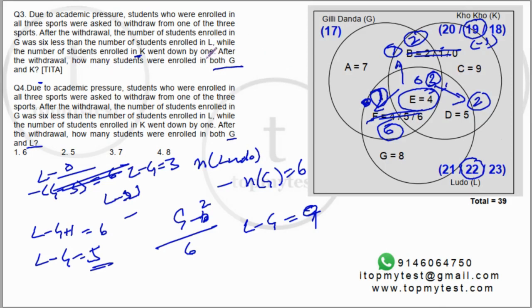How many students are enrolled in both G and K? G and K is now 2. How many people are enrolled in both G and L? G and L is basically 6.